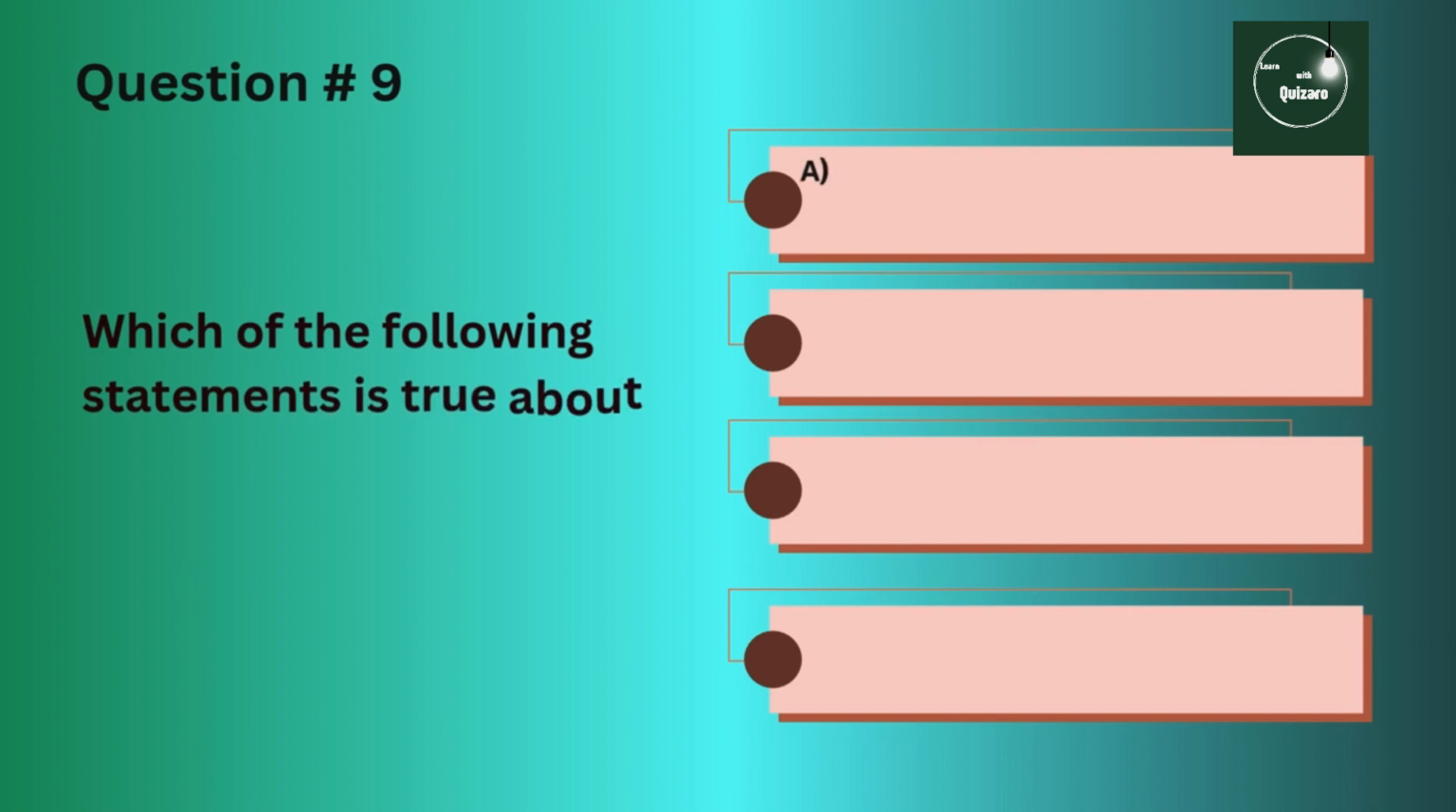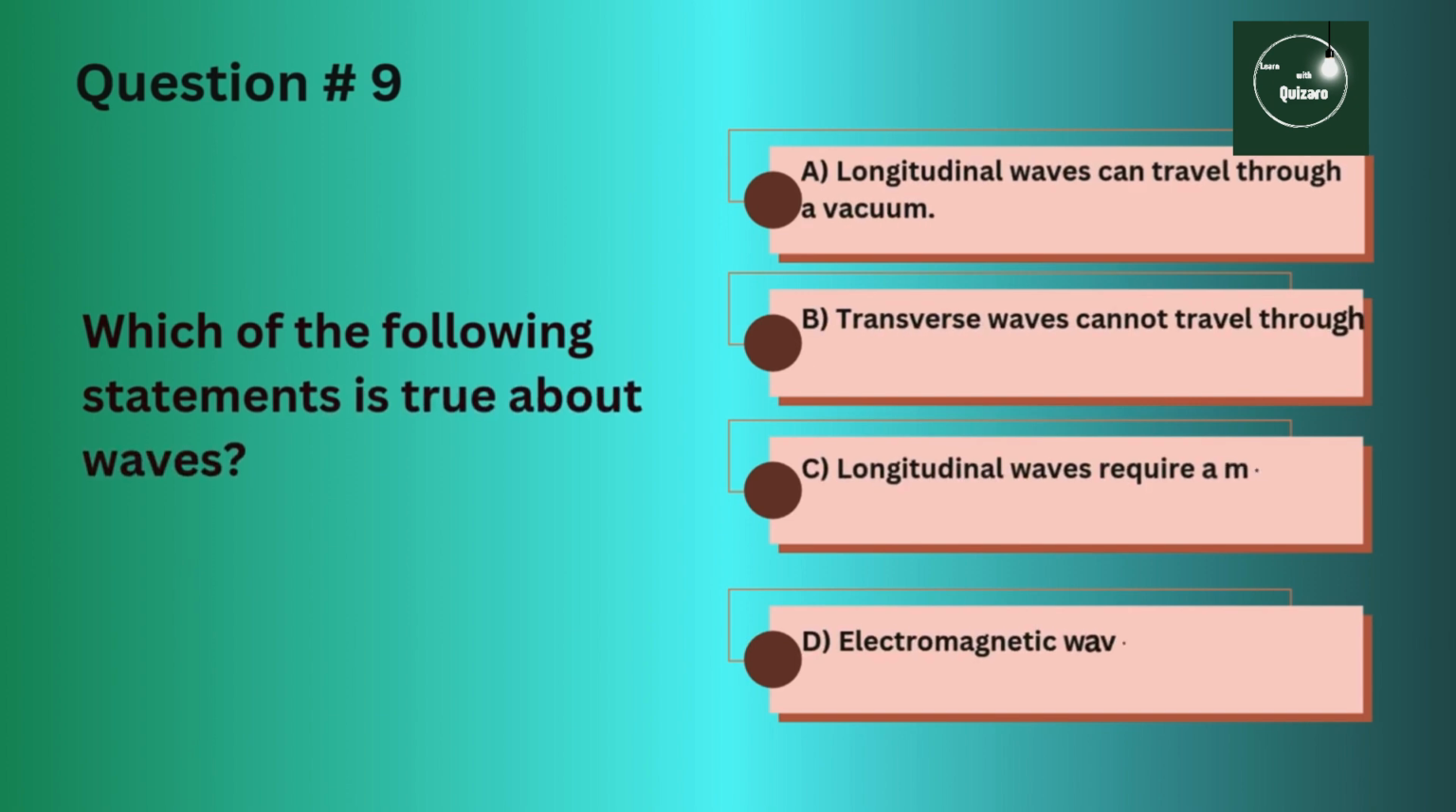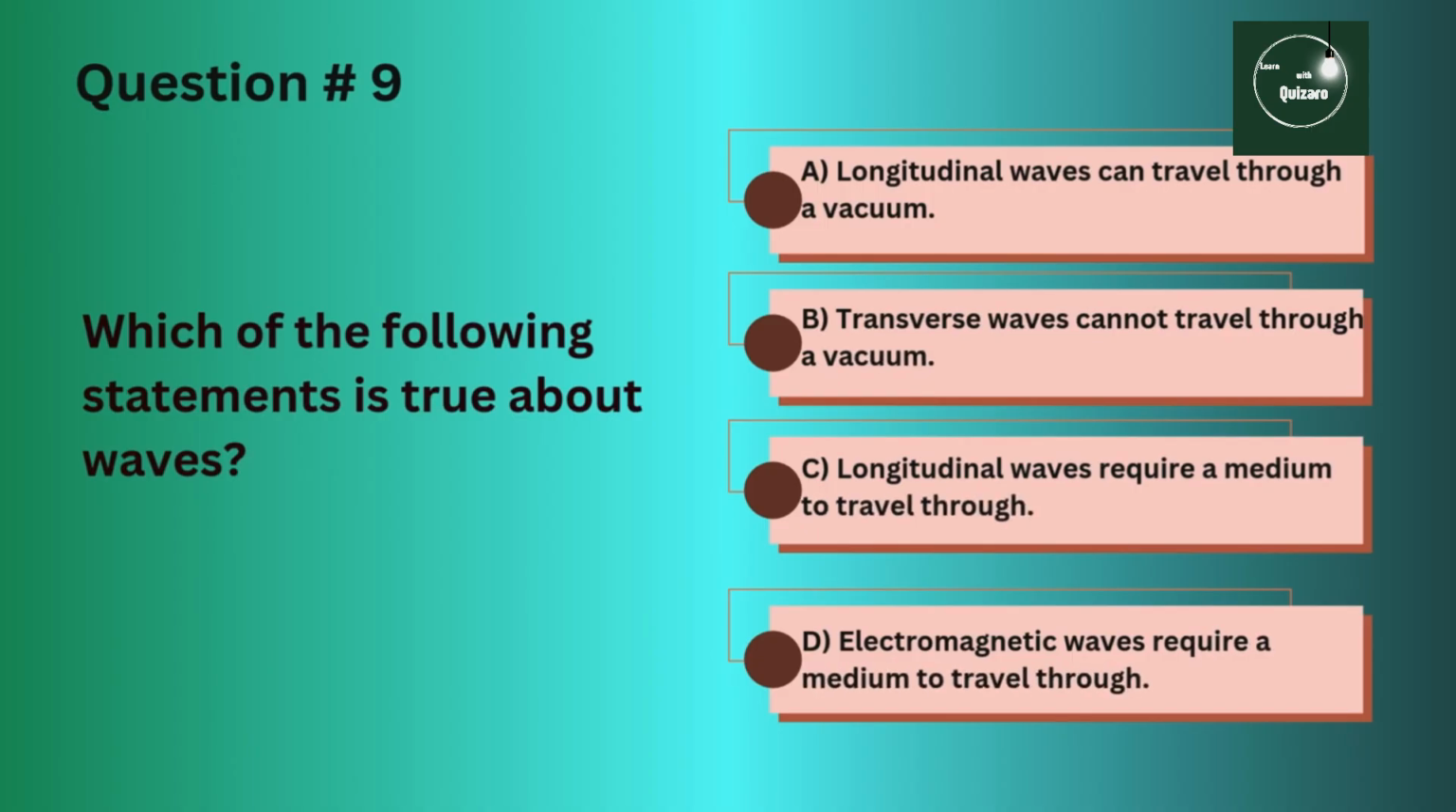Question number 9. Which of the following statements is true about waves? A. Longitudinal waves can travel through a vacuum. B. Transverse waves cannot travel through a vacuum. C. Longitudinal waves require a medium to travel through. D. Electromagnetic waves require a medium to travel through.